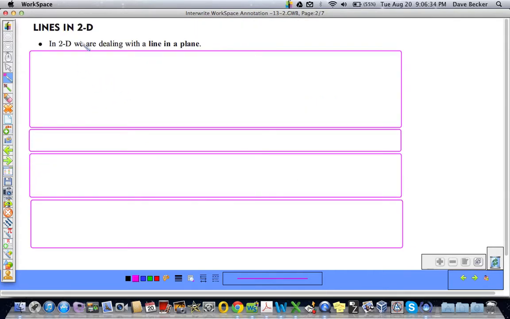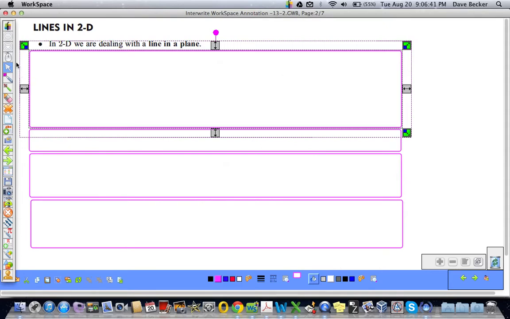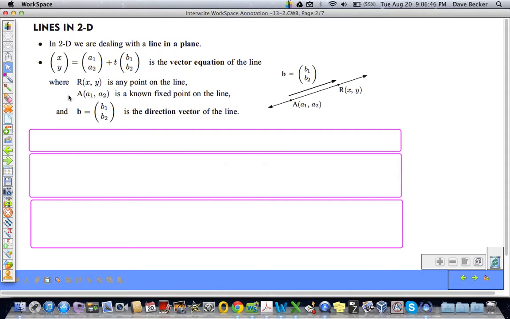Okay, so in two dimensions, obviously we are dealing with a line in a plane. Not in space, a line in a plane. Now, remember back before, this is still the vector equation of a line. This is the vector r. This is little a, vector a, right? And this is little vector b, the directional vector.